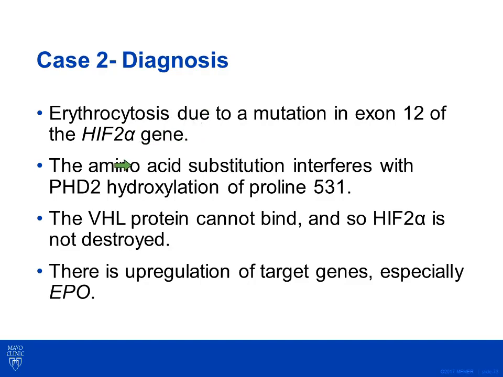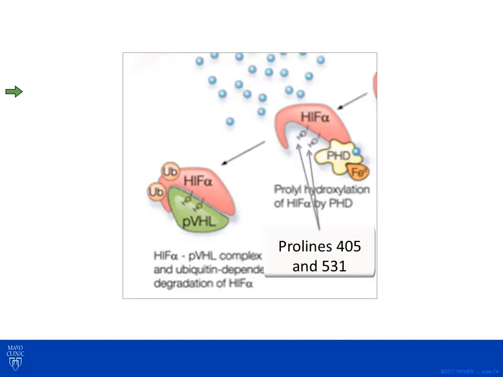As we talked about before, this amino acid substitution, being that it's so close to the proline 531, interferes with the ability of PHD2 to hydroxylate that proline. So the VHL protein cannot bind. So the HIF2 alpha is not destroyed. It combines with its beta subunit, and we get upregulation of genes, particularly erythropoietin. Once again, the blow up of our chart showing here is the prolines 405 and 531.